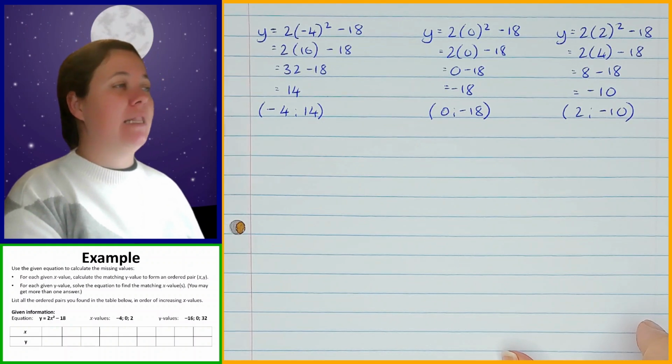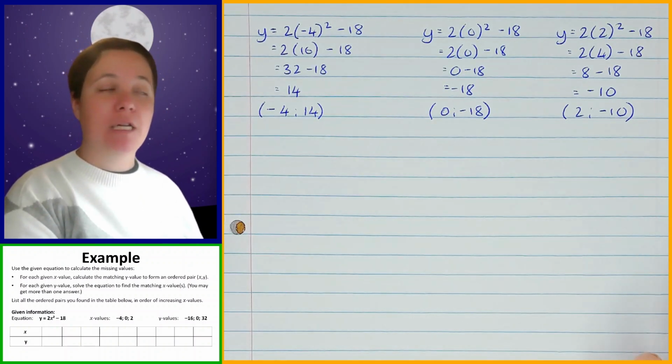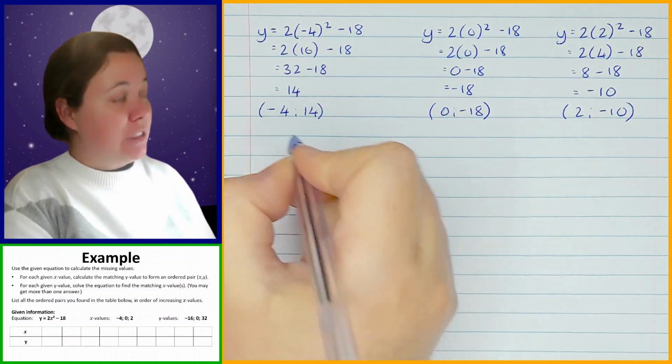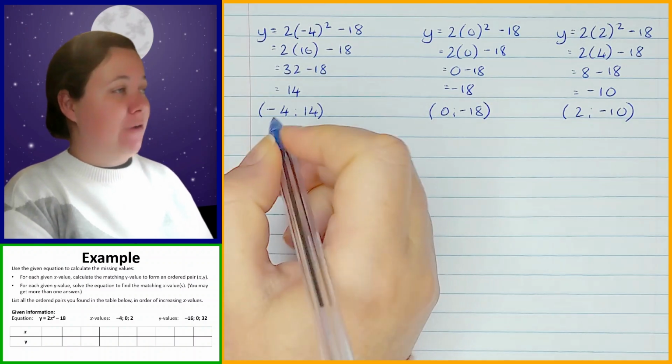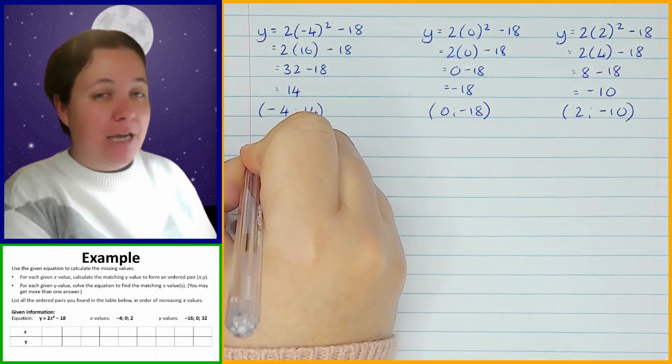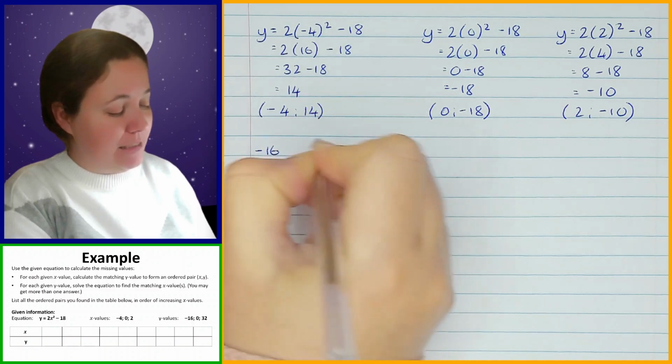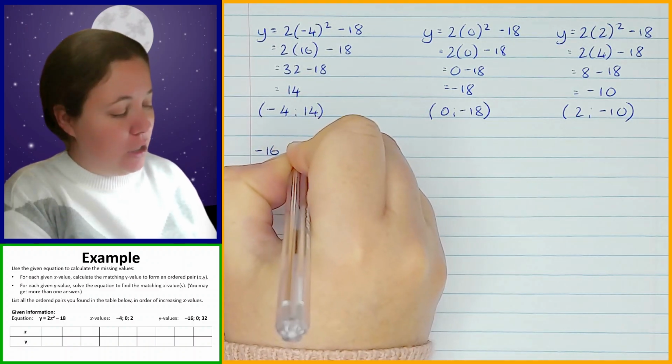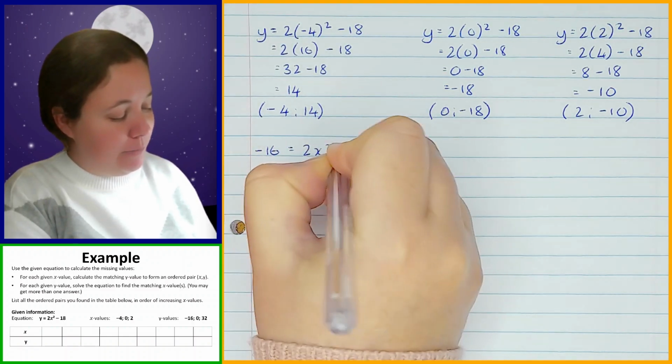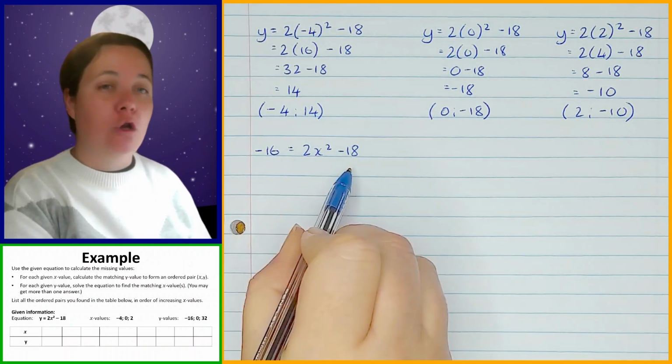Now let's go and look at the y values. They're going to be a little bit more tricky to do. So I start off by substituting in my first y value, which is negative 16, and that goes in over here where y is in the equation, and I then have 2x squared minus 18. Now I need to go and solve for x.